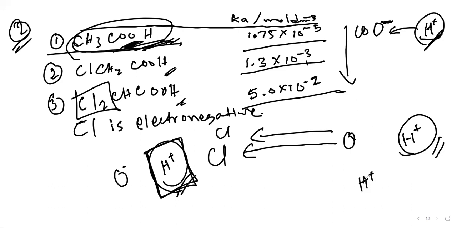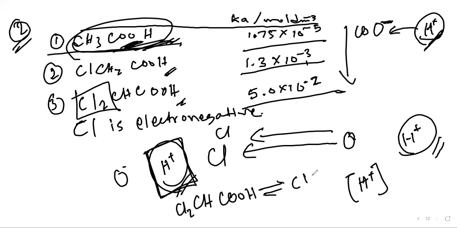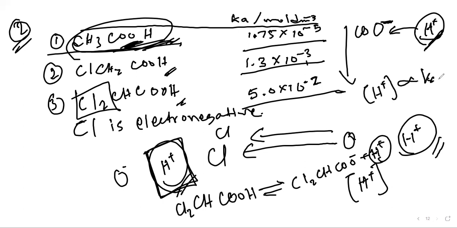Now, if H plus is there in the solution in immense amount, we can write the equation for CH3COOH, the reverse reaction being CH3COO minus plus H plus. If the H plus concentration is greater, and we just saw H plus is directly proportional to Ka, then the Ka value is also going to be greater. That's what is happening. H plus concentration increases as you move down the group, and the Ka value is also increasing.